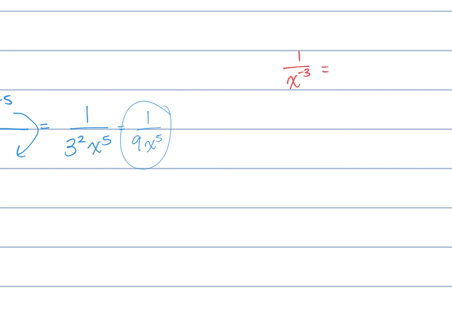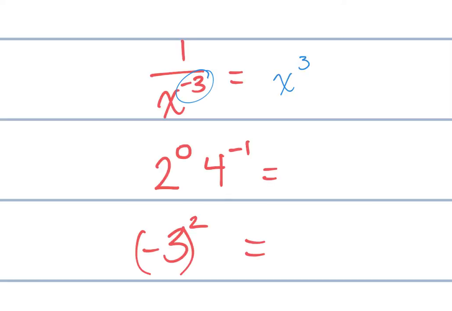We've got 2 to the 0 times 4 to the negative 1. And we've got 3 to the negative 3 squared. Go for it. Yeah, these are just additional examples. So the first one should have been x to the 3rd power.